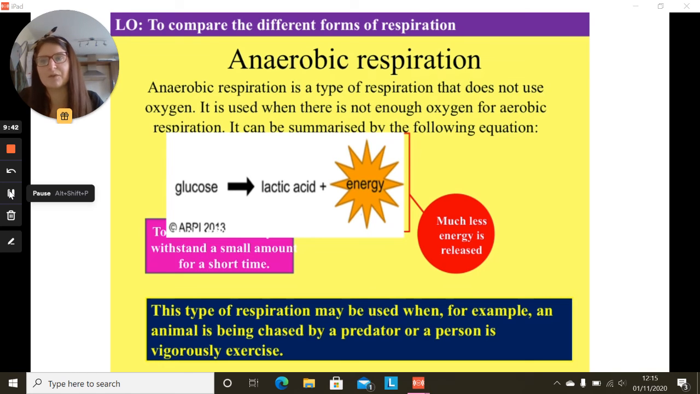Because as we know, when we exercise, our heart pumps a lot faster. The reason is that it's trying to get enough oxygen around the body. But sometimes we just can't get enough oxygen around the body for the respiration that we need. And that's when we go into anaerobic respiration. So what happens then? We still have glucose. That's not going to change, because we're still going to get it from the food we eat and the drinks that we drink.